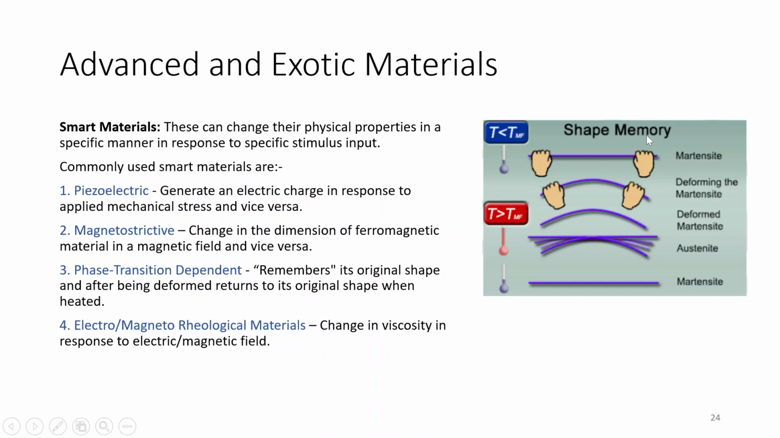Okay, so here we can see that at a particular temperature lower than the martensite finish temperature, if you deform the martensite and then increase the temperature, this material will regain its original shape. So the deformed martensite, when it goes to the austenitic phase and again goes to the martensitic shape, will regain its original shape.